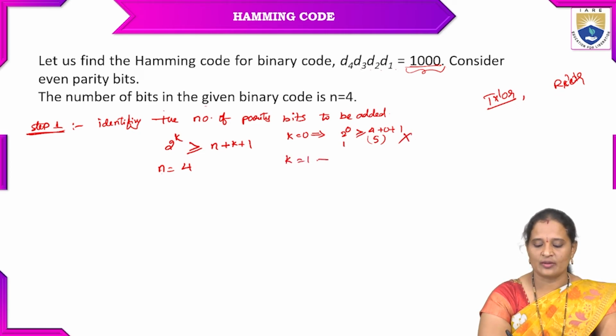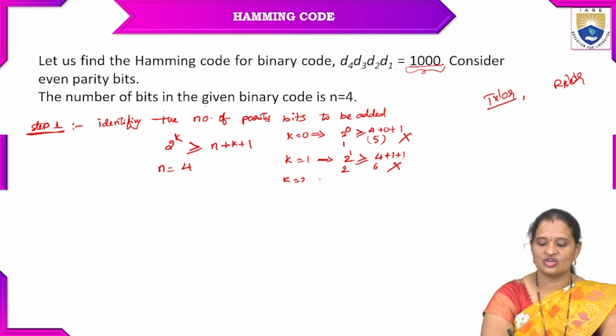K is equal to 1. So how much? 2 power 1 is 2, which is 2 plus 1 plus 1. So how much do we have on the right hand side? It is 6. On the left hand side it is 2. Is it satisfied? No. Now again k is equal to 2.